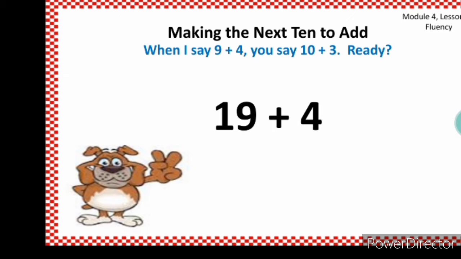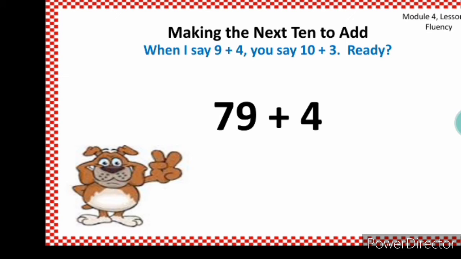Now, 19 plus 4. For us to make 19 into the next 10, we add what? 1, because the next 10 close to 19 is what? 20. So we have to add 1 to 19 to make it 20, and that 1 we get from 4. So we have 20 plus what? 3, because we have removed 1 from 4 and added it to 19 to make it 20. And 20 plus 3 will give us what? 23. Correct.